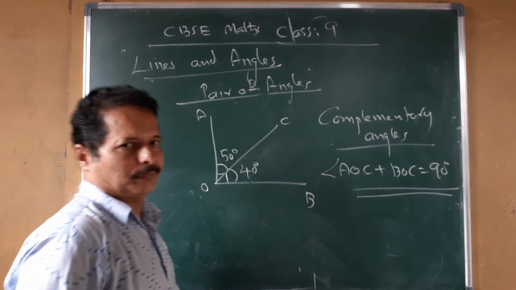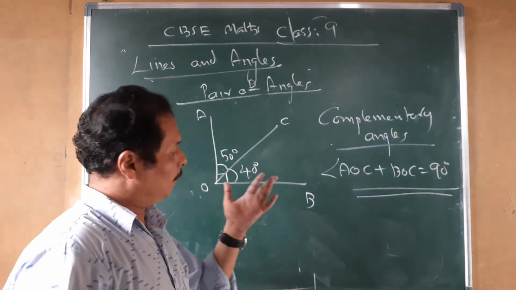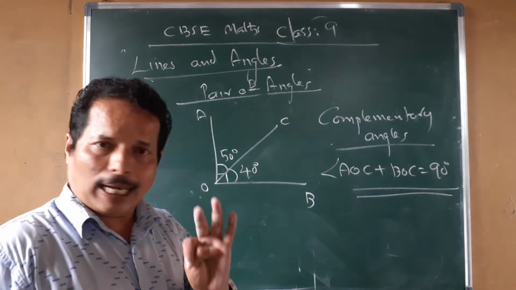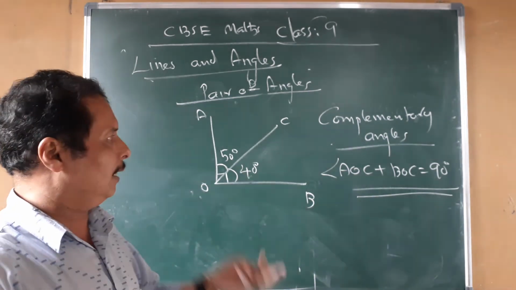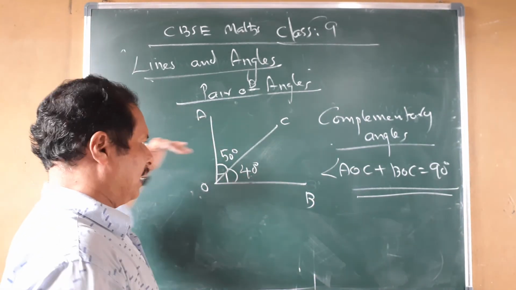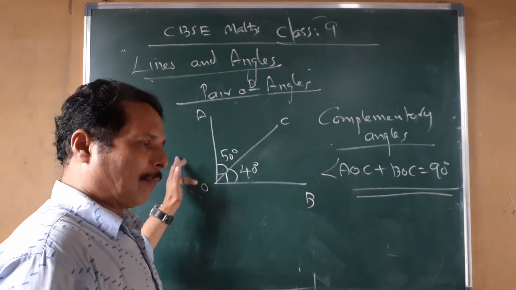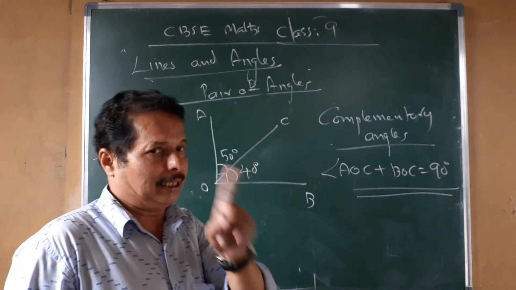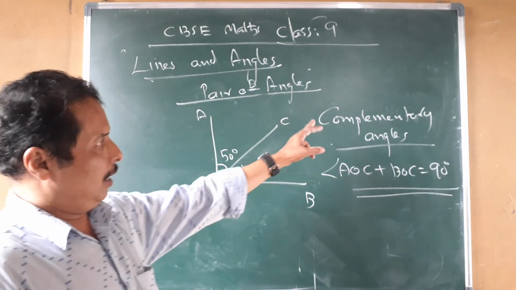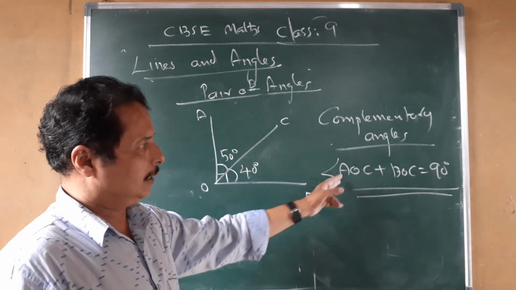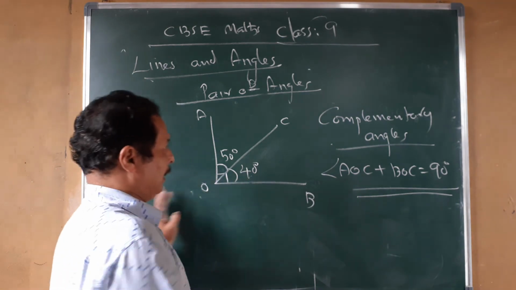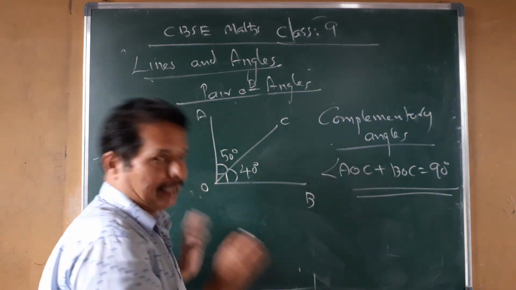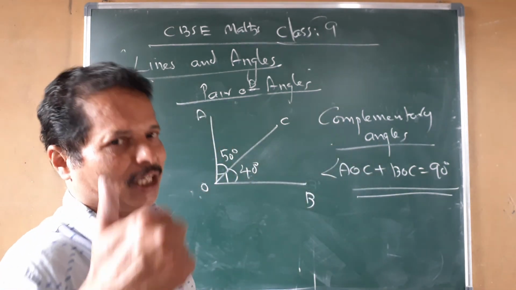So today you studied linear pairs, right angle, acute angle, obtuse angle, reflex angle, and the pair of angles. First of all, you studied linear pair. Linear pairs are supplementary, that is, the sum of the angles is 180 degrees. These are complementary angles. Angle AOC plus angle BOC equals 90 degrees. Complementary means the sum of the angles is 90 degrees. Is it clear? Okay.